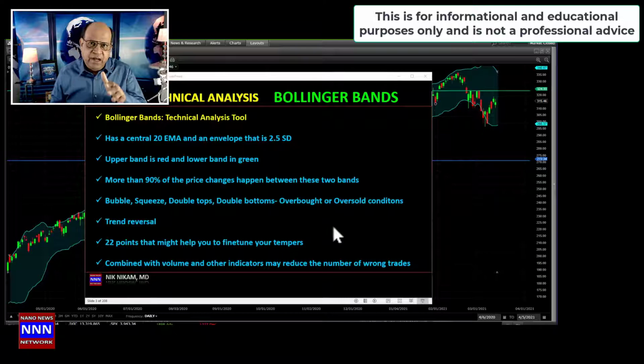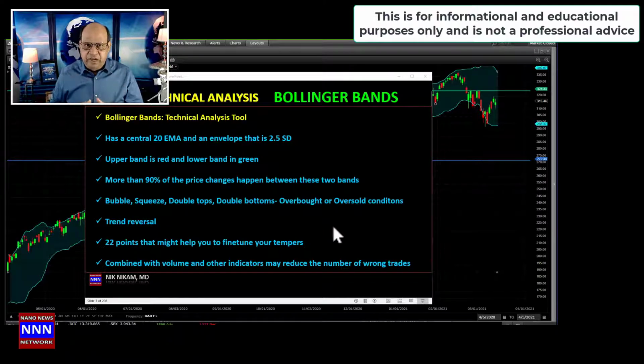And these two lines are like two standard deviations from the central exponential moving average. And they can be changed. I'm going to show you how to do it in my software. The beauty of this is over 90% of the price movements happen between these two bands. So they just zigzag inside these bands, and it might give you opportunity to get in and out of the market if you're like a day trader.